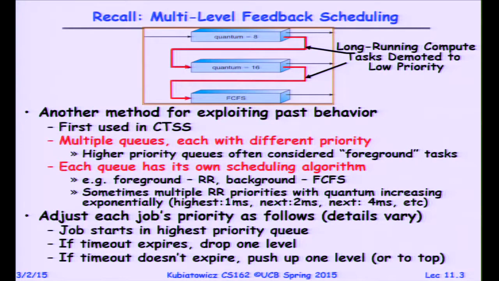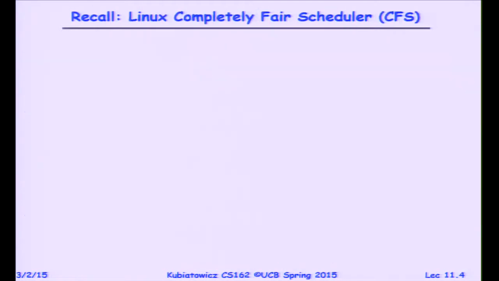Now, the interesting thing about multi-level feedback scheduling is you can make it arbitrarily complicated, and people have. We talked a little bit about the O(1) scheduler, which technically had 40 queues that were managed with some really complicated heuristics for moving things up and down. The other thing I zoomed through really quickly last time was the Linux Completely Fair Scheduler.